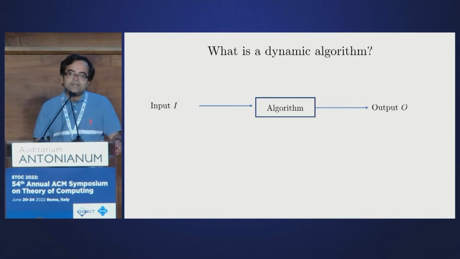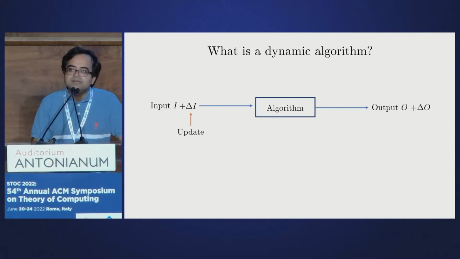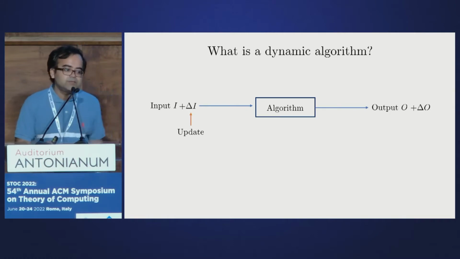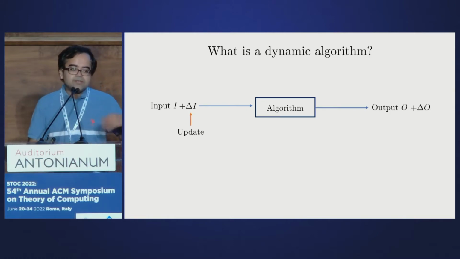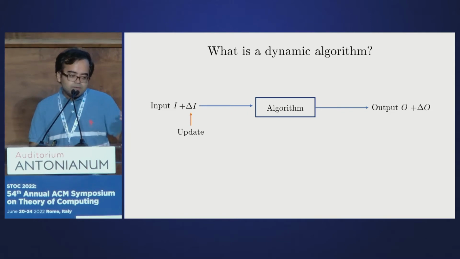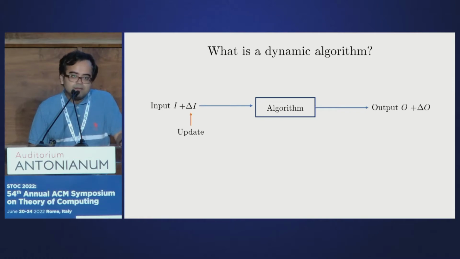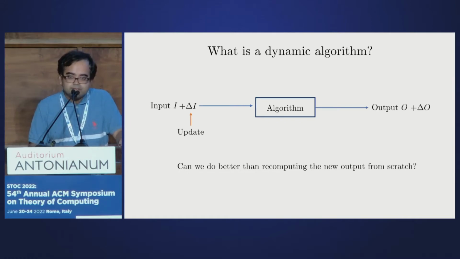Now consider the following setting. The input keeps changing by a sequence of updates, where each update changes the input by some small amount, delta I. And after each update, the algorithm now needs to return the new answer on the current input. So how do we deal with this setting? There is a naive answer to this question. Simply run the same static algorithm from scratch after every update on the current input. But in dynamic algorithms, we ask, can we do something significantly better than this naive solution?